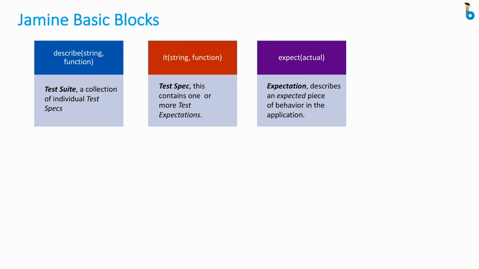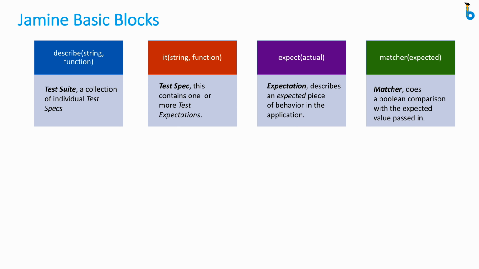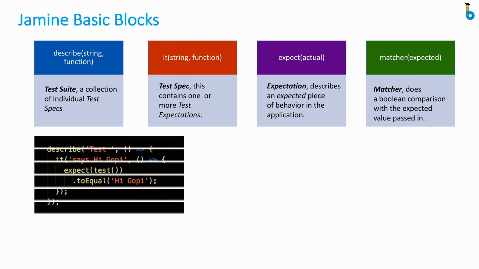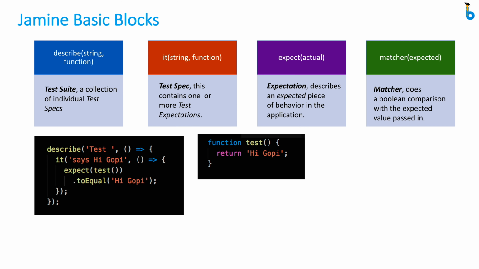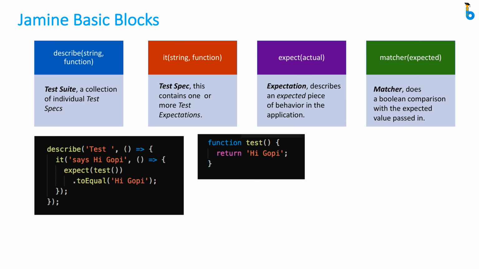It describes an expected piece of behavior in the application, and the equal matcher does a boolean comparison with the expected value passed in. So if we take a look at the screen, the example of function test just returns "hi gopi", which we are going to write using the Jasmine framework.